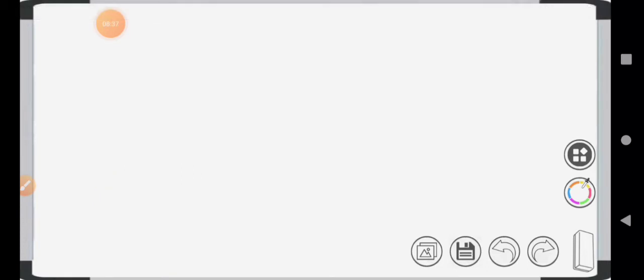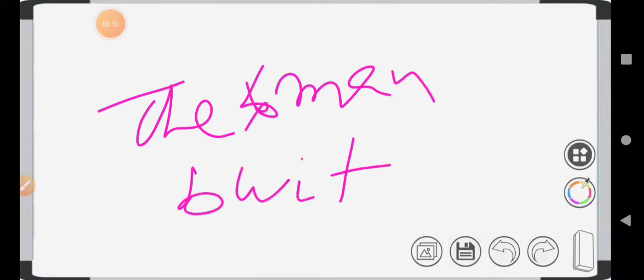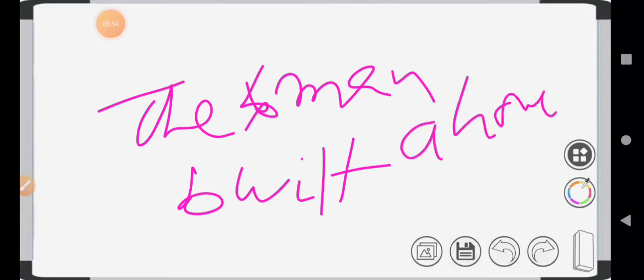This is the verb. The predicate contains the verb and can also contain modifying words or phrases. For example, the man built, B-U-I-L-T, built. The man built a house. For example, the man built a house.